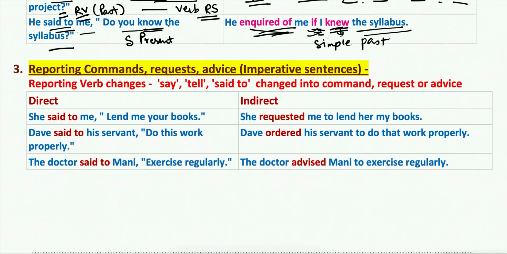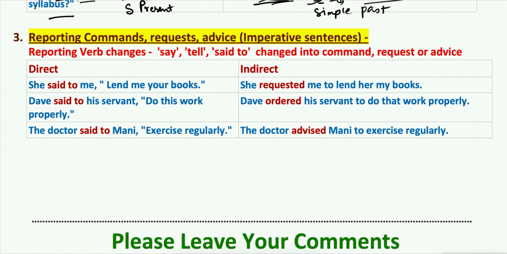Now the third is the imperative sentences. Imperative sentences express a command, request or advice. So for an imperative sentence, how do we convert a direct form to indirect form? The main thing is the reporting verb. So the reporting verb say, tell or said to will change into command, request or advice for imperative sentences.